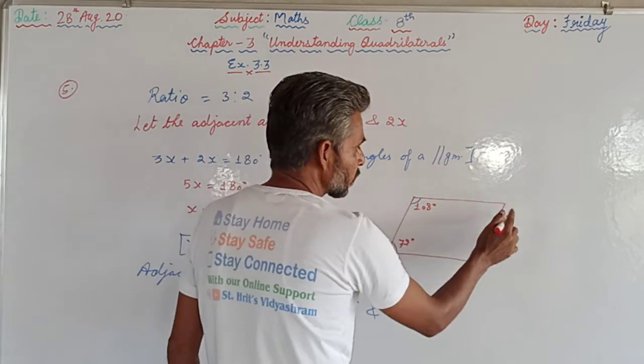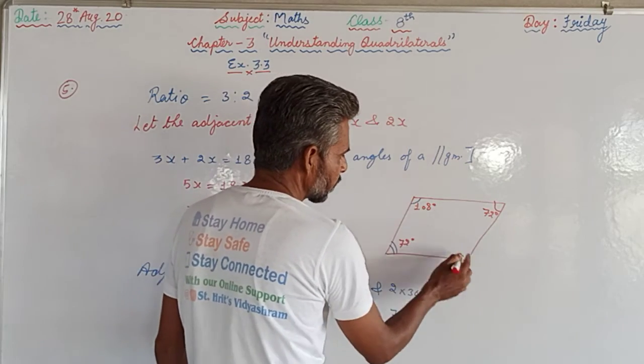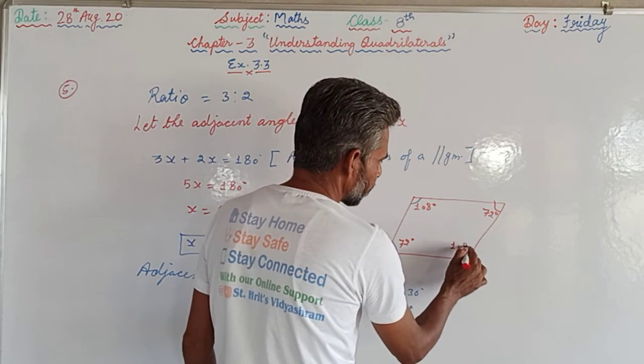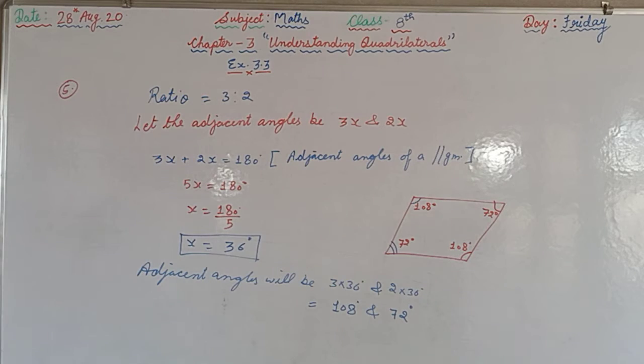This is the opposite angle, so that will also be the same, that is 72 degrees. This is the opposite angle to this angle, that will be the same, that is 108 degrees. So we have calculated the measure of all the angles of this parallelogram.